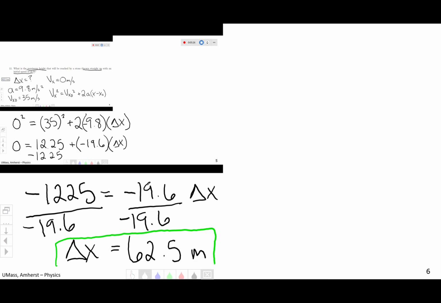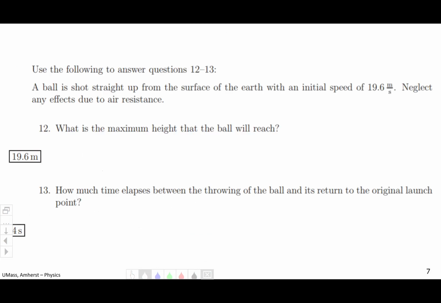Our next problem. We have a multi-part problem. A ball is shot straight up from the surface of the Earth with an initial speed of 19.6 meters per second. Neglect any effects due to air resistance.